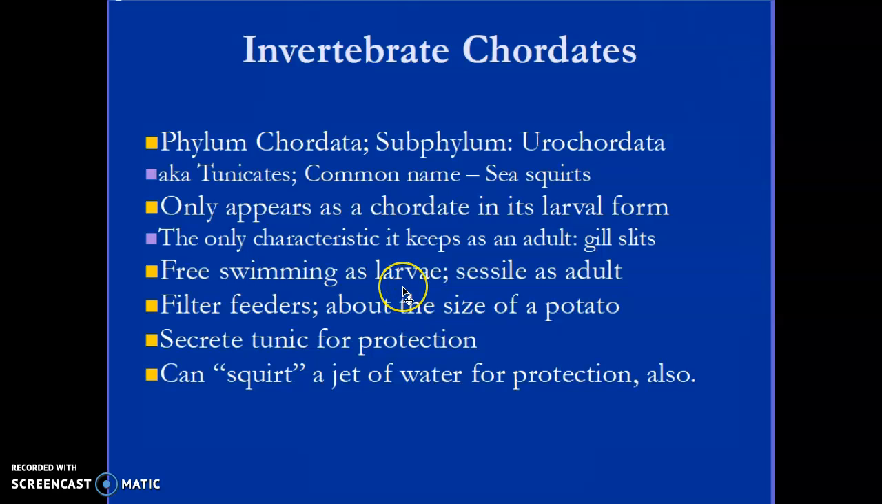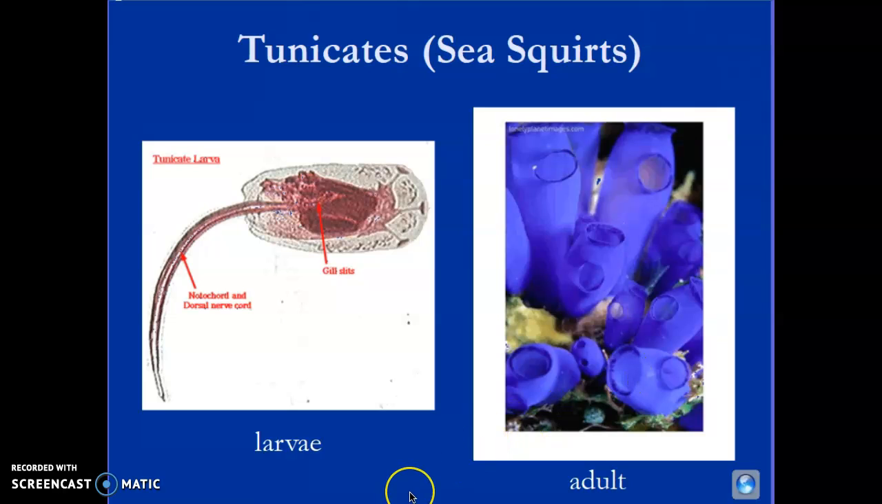So when they're larvae, they swim around like a little tadpole, but when they're an adult, they kind of sit down on the bottom. So they're about the size of a potato, maybe the size of your fist if they get pretty large, and all they do is filter feed, and they can squirt a jet of water to protect themselves. So that's why we call them sea squirts. Okay, so here are 2 pictures of these, and I'll attach this video soon.